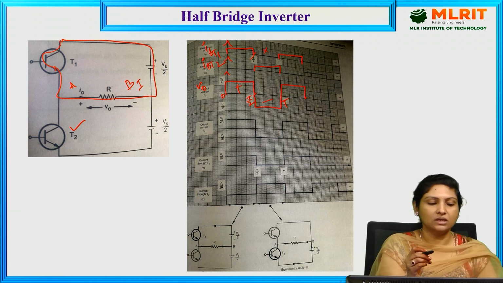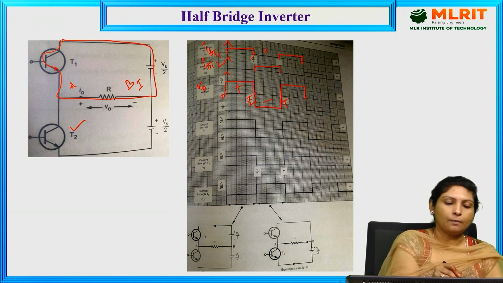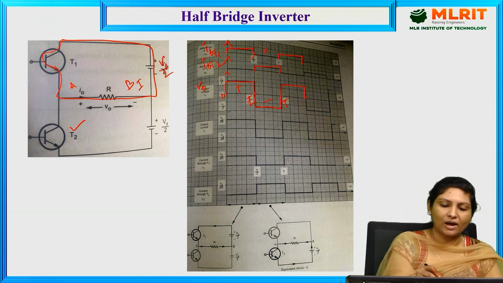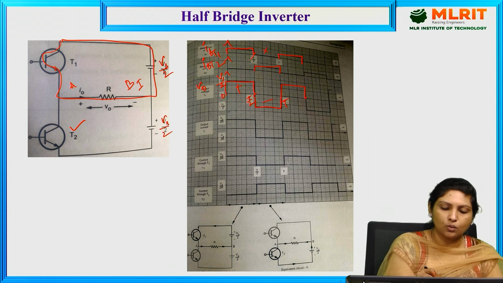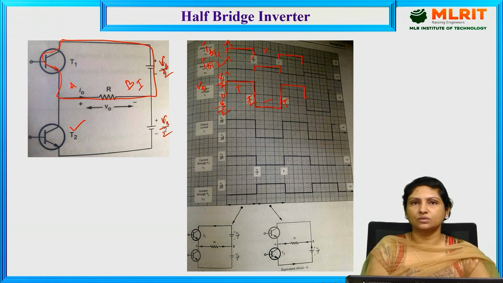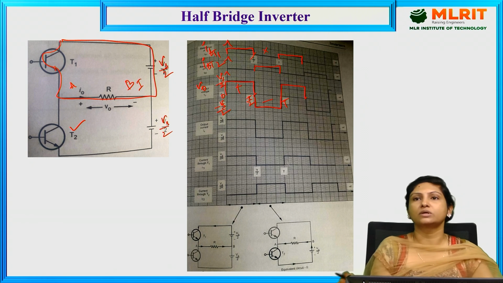And this is how we are obtaining an inverter which converts DC to AC. And if you see, the magnitude in the upper half is Vs by 2, and in the lower half it is minus Vs by 2. So this is the amplitude of the output voltage waveform.